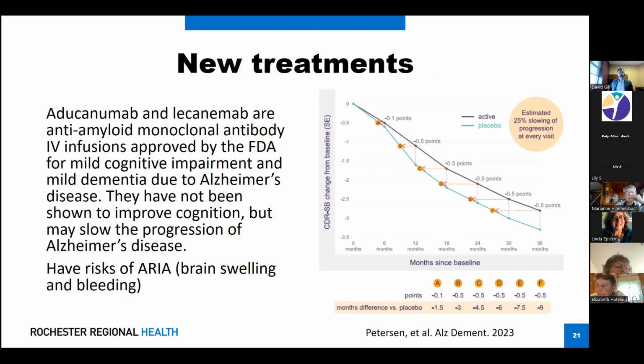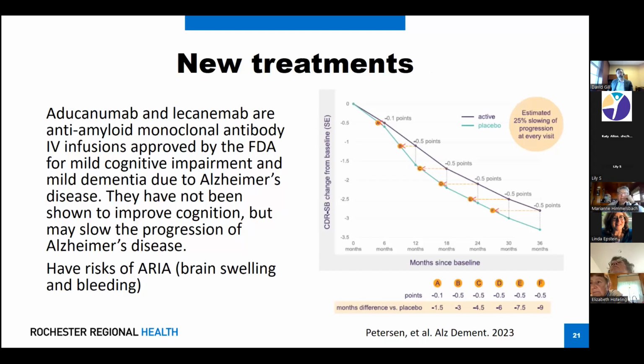These new medicines, aducanumab and lecanemab, are IV infusions that are antibodies against the amyloid beta protein. They're meant to get rid of the amyloid beta. They attach to the amyloid beta in the brain. Our immune system sees the antibody, sees lecanemab or aducanumab, and says it's not meant to be here. It gets rid of that antibody, and because it's attached to the amyloid beta protein, it gets rid of it as well.